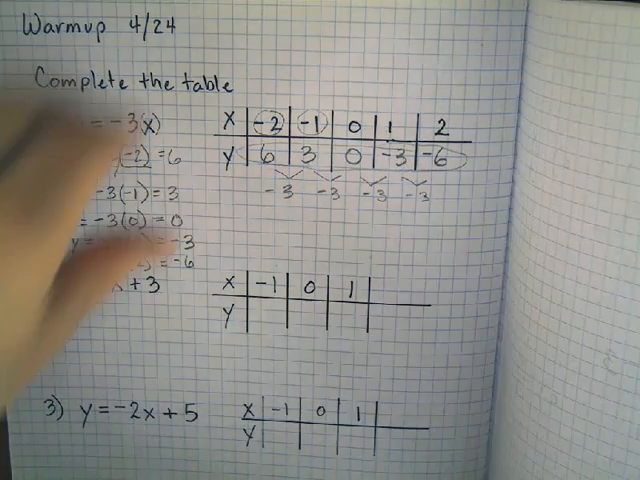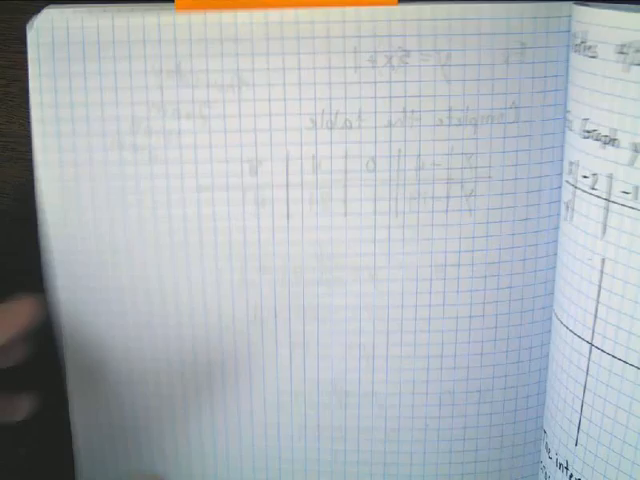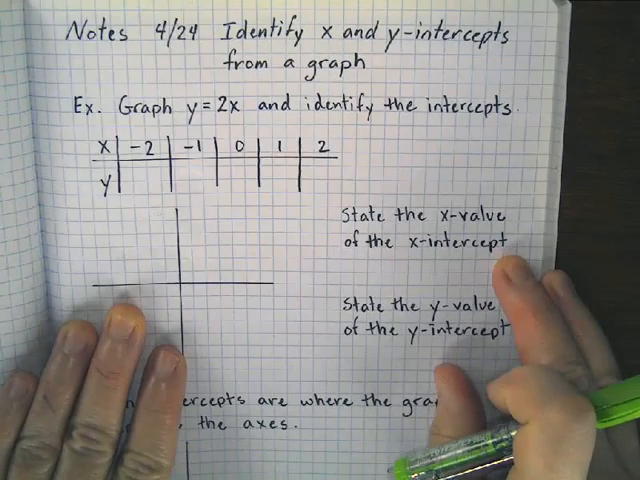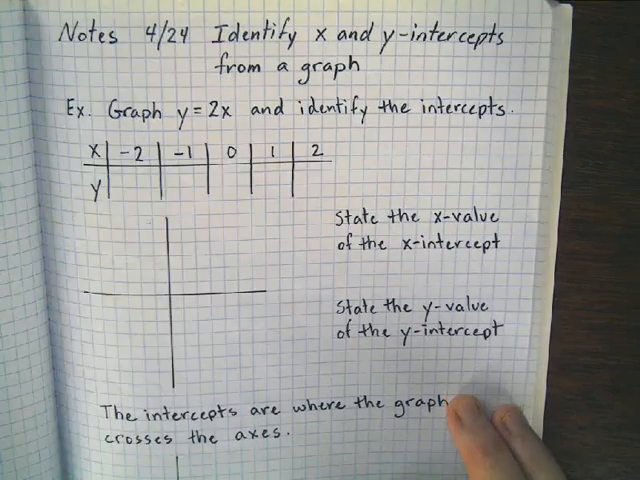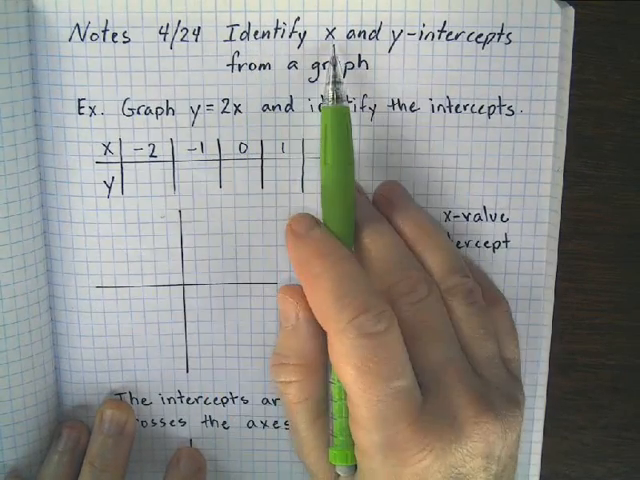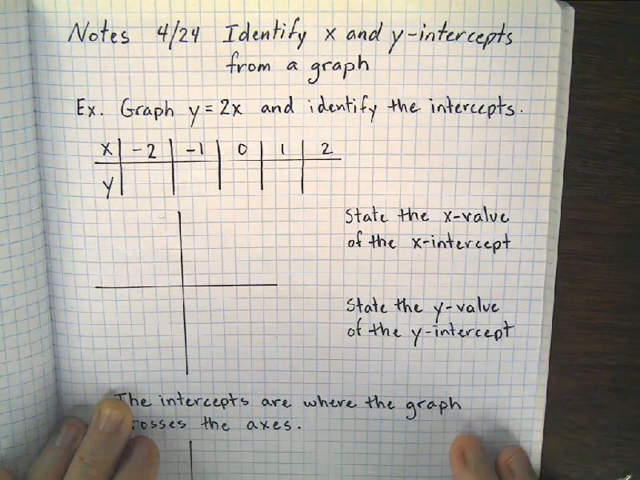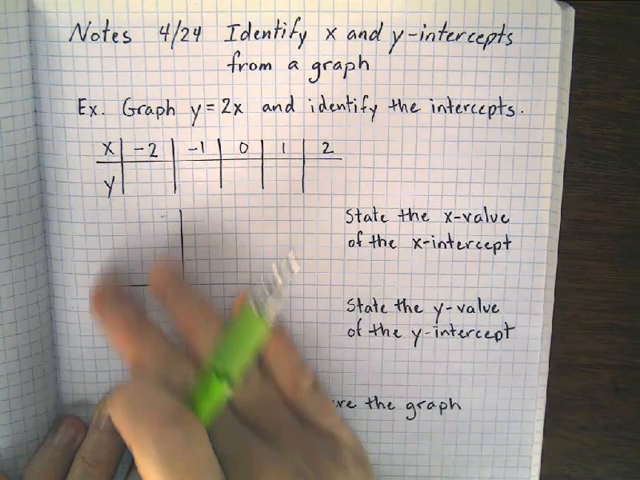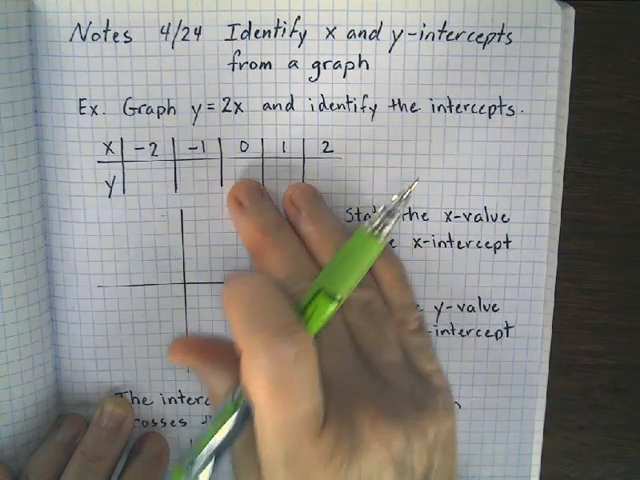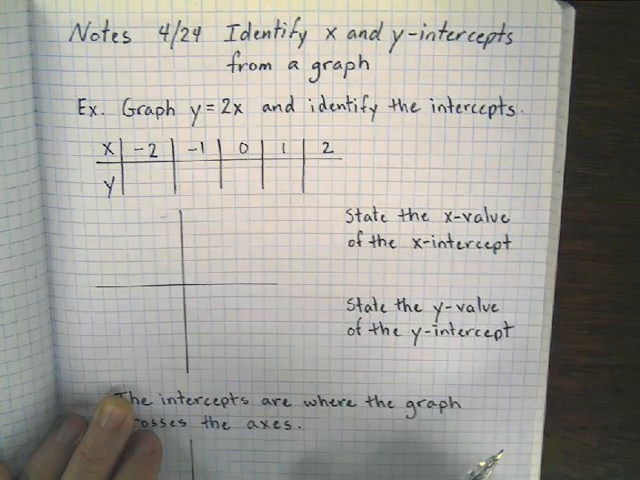All right, today's notes. We're going to do something very simple today. Looks complicated, but it's not. Just the notes are a little complicated, but it's very simple. We're going to learn to identify the x and y intercepts from a graph. So in Math Space today, you will be given a graph. But today we're going to practice making a table and then graphing the points. And then we'll talk about x and y intercepts.